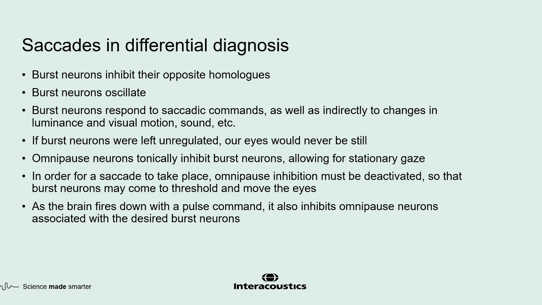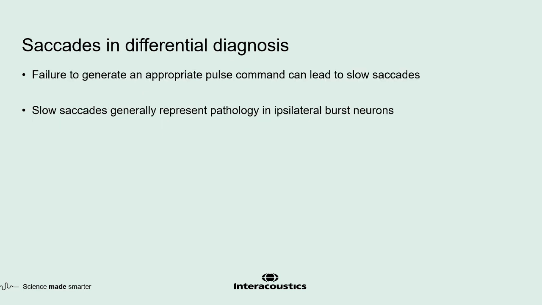Now, failure to generate an appropriate pulse command can lead to slow saccades, and slow saccades generally represent pathology in the ipsilateral burst neurons. If we see dysfunction, if we see a slow saccade to the right, that usually means that the right PPRF has got some level of dysfunction.